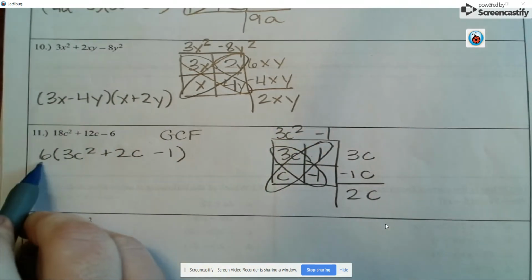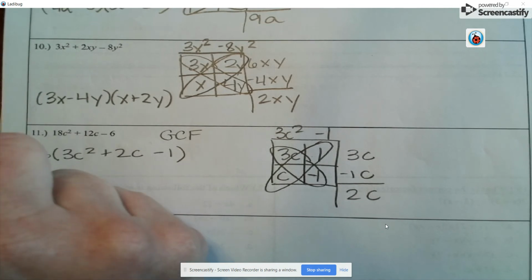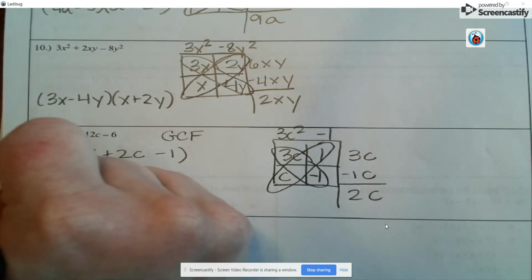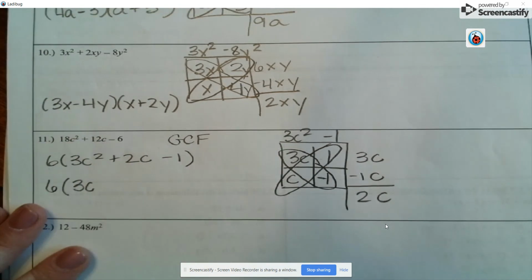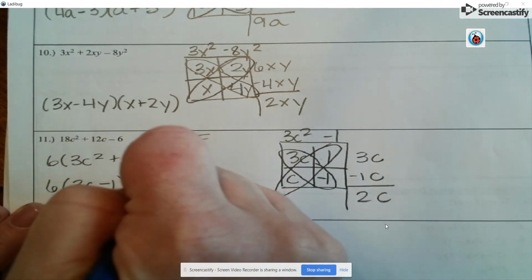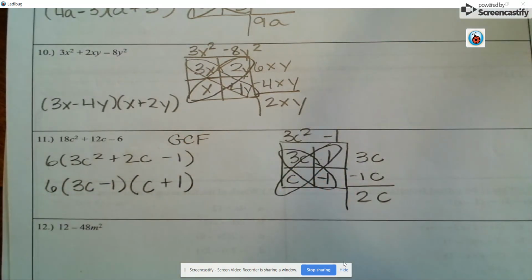I do want to remember to keep that 6 there because that's a common mistake people make: they factor it out but then forget about it in their final answer. So my final answer should be 6 times 3c minus 1, and then times c plus 1. And that's your answer for 10 and 11.